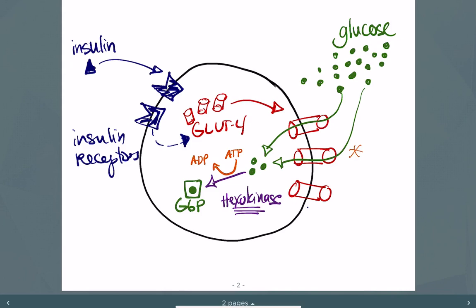So this is the important take-home message of the first step of glycolysis. It is an energy-consuming step. It requires ATP. It utilizes the enzyme hexokinase, and it maintains the concentration gradient of glucose.